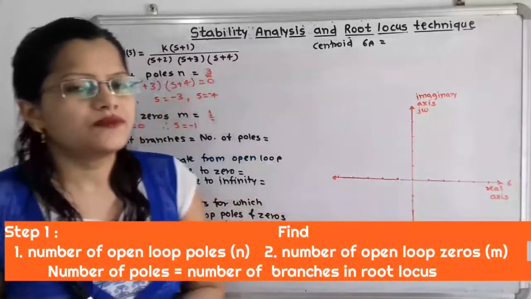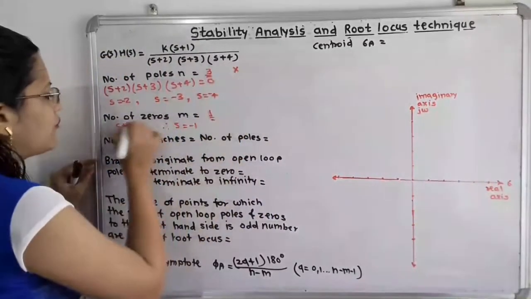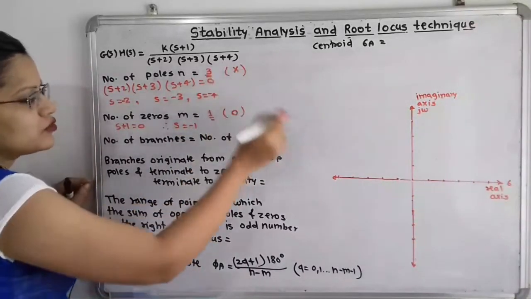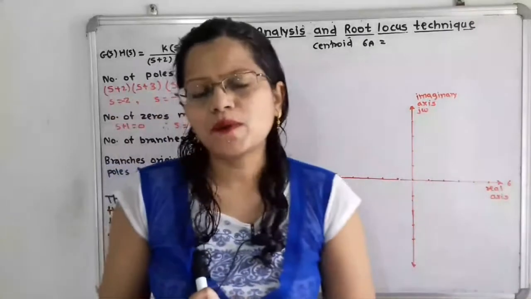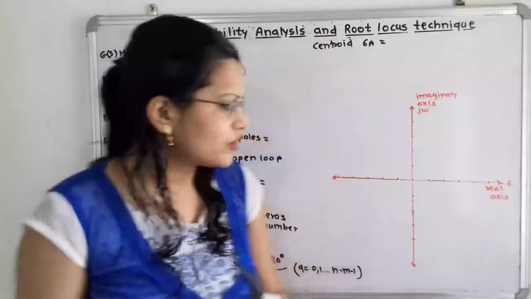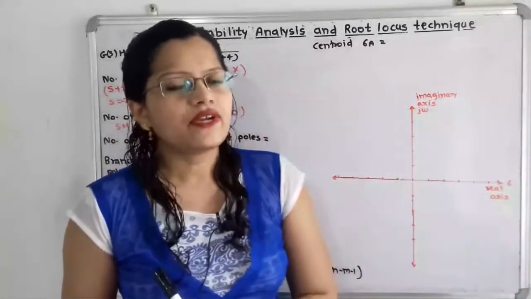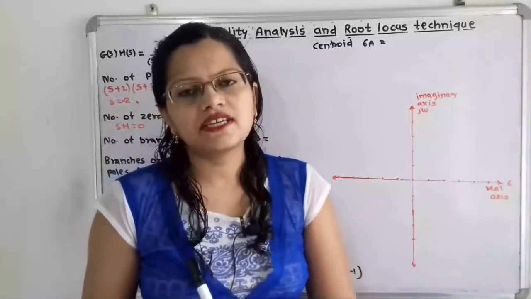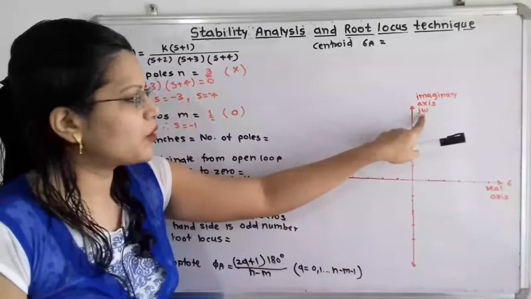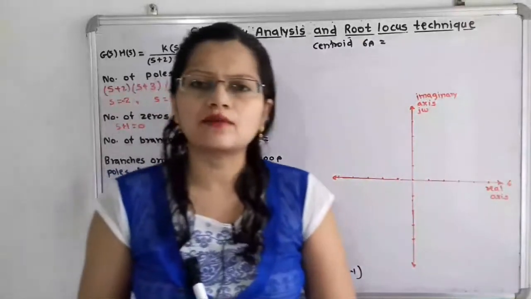Now we will plot these poles and zeros. For the poles I will use the cross sign and for the zeros I will use the circle sign, to show them in the S-plane. So how do we plot the points? First we take the real axis and the imaginary axis. The real axis is the horizontal line, and we show it as sigma. The imaginary axis is the vertical line, known by the symbol j omega. On the imaginary axis, all the points are written in terms of j.